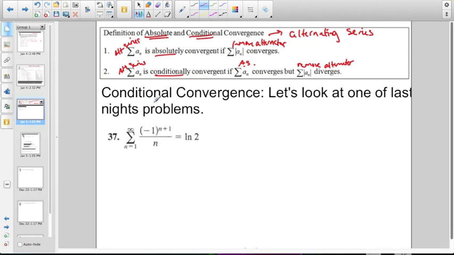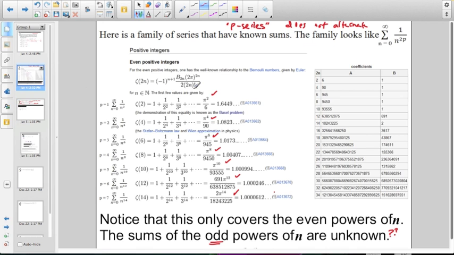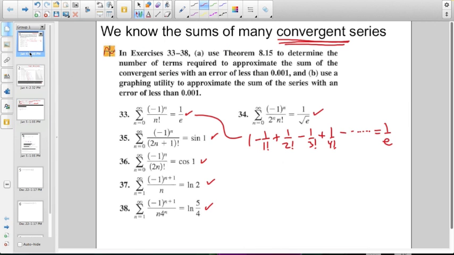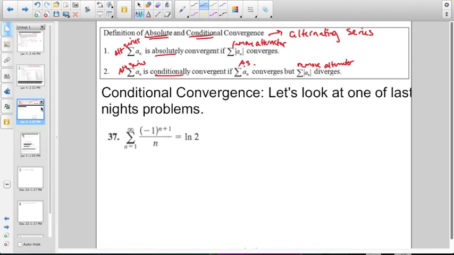Okay? So let's take a look at this series. It's not a p-series because it alternates, so it's not one of these because it has an alternator, and it's one of the series we know the sum of, and it's right here. This is the one we're looking at in the example. And it's a really popular one, right? This 1 over n pattern is really popular. So let's take a look at this.